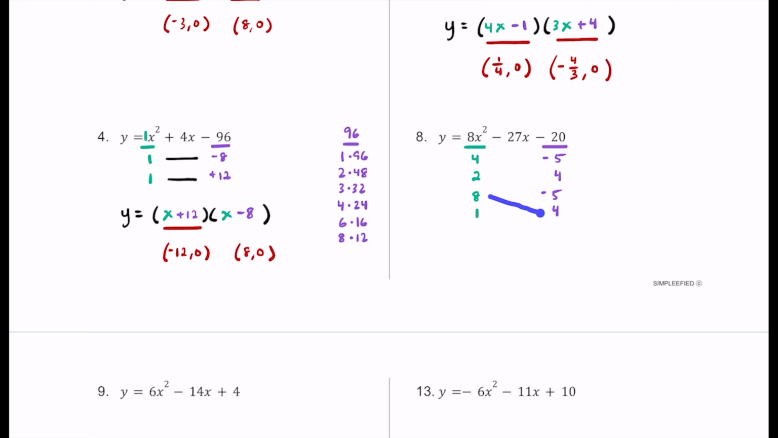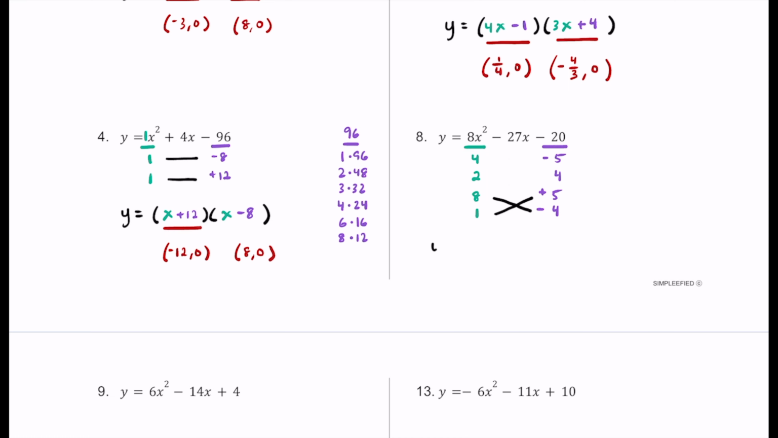This is 32. What's 32 take away 5? 32 minus 5 is 27. We want negative 27 though. Okay, so this is good. Let's change this to a plus and change this to a minus. And I think that's what we want. That's negative 32 plus 5. Negative 32 plus 5 is negative 27.